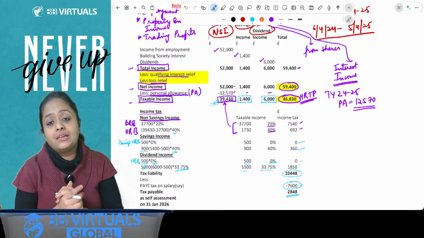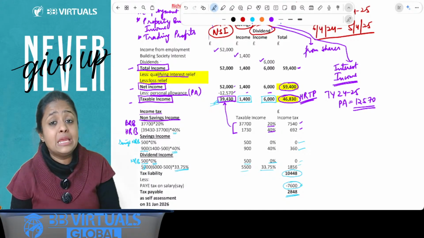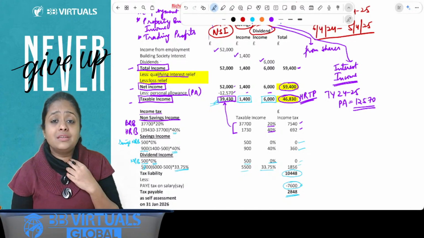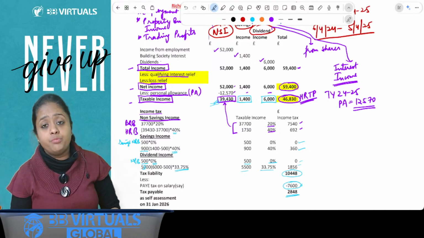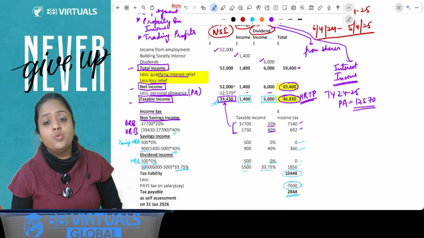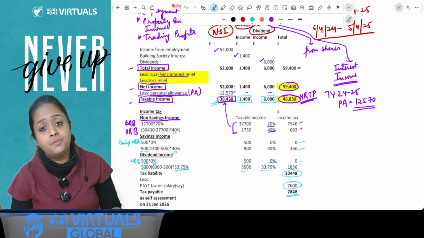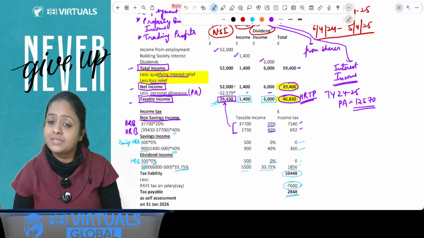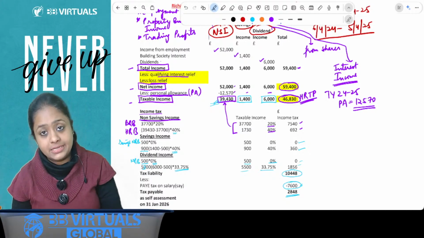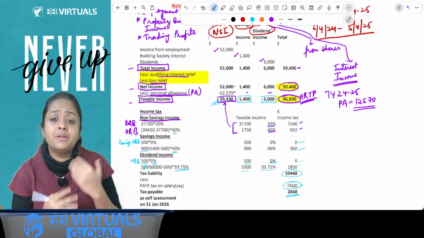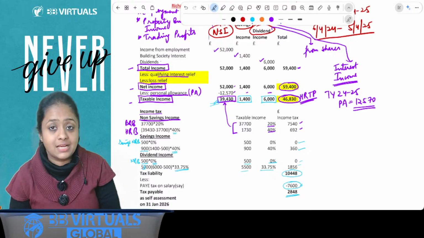So once you calculate the total tax liability, if there is any PAYE, the tax has already been deposited by the employer, so you will reduce it from your tax payable. And finally, you will have the amount of liability that will be deposited to HMRC. Clear? Now I'll take a few more portions to be discussed here.